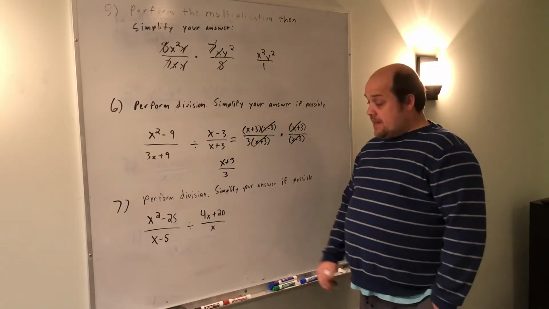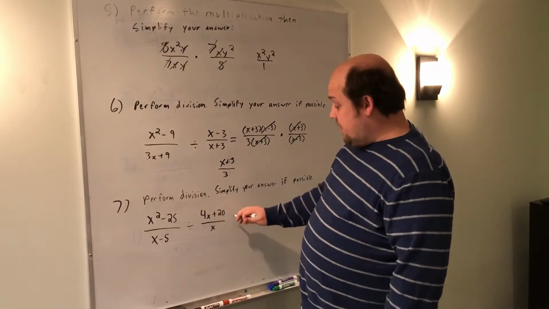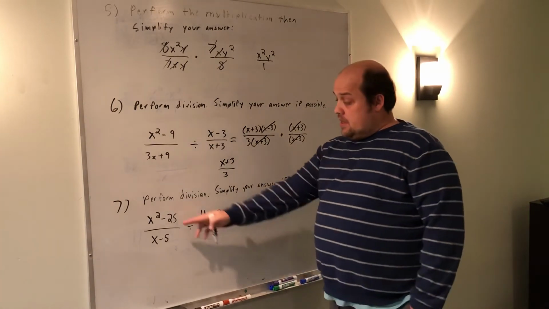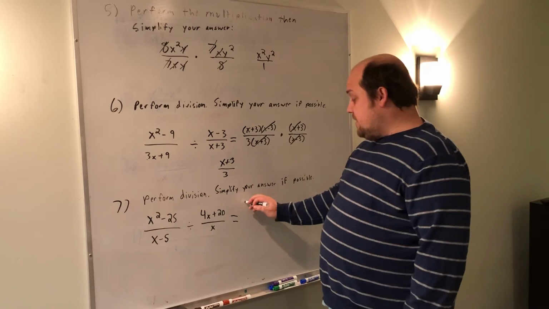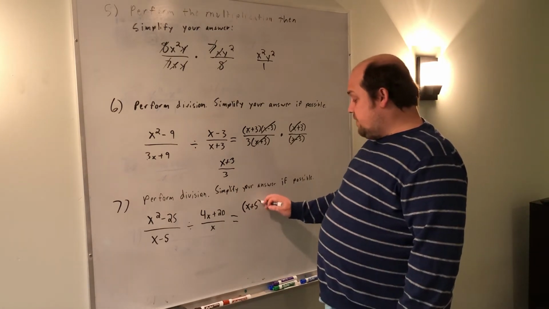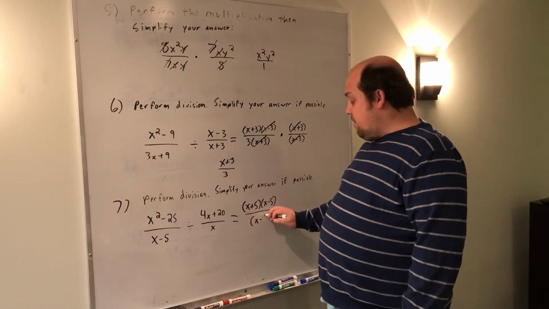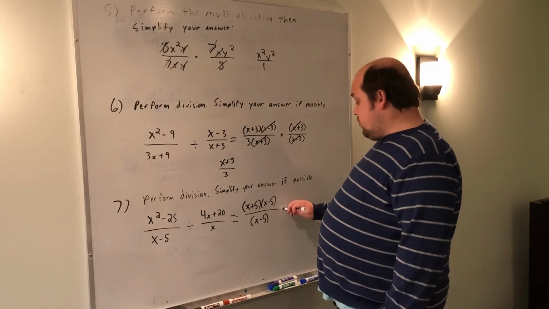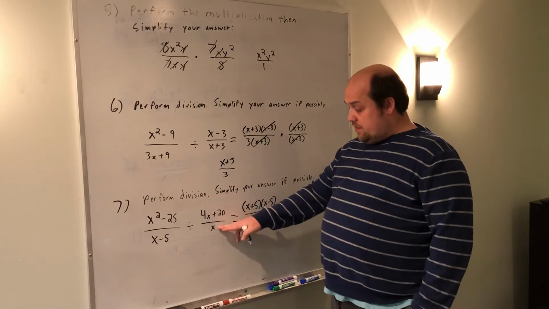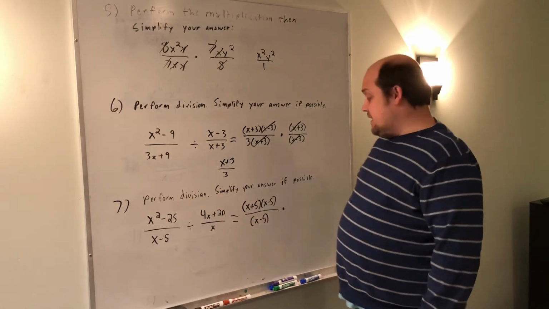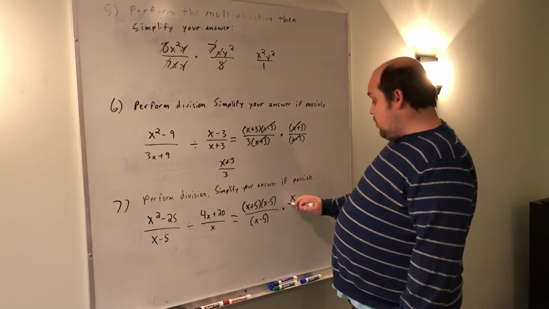Number 7, same idea. This division symbol tells me I'll be flipping and multiplying. Here x squared minus 25 is the difference of squares. x plus 5, x minus 5. I'm going to keep the x minus 5 on bottom the same. Change it to a multiplication. What was on top goes to bottom. What was on bottom goes to top. So the x is now on top.